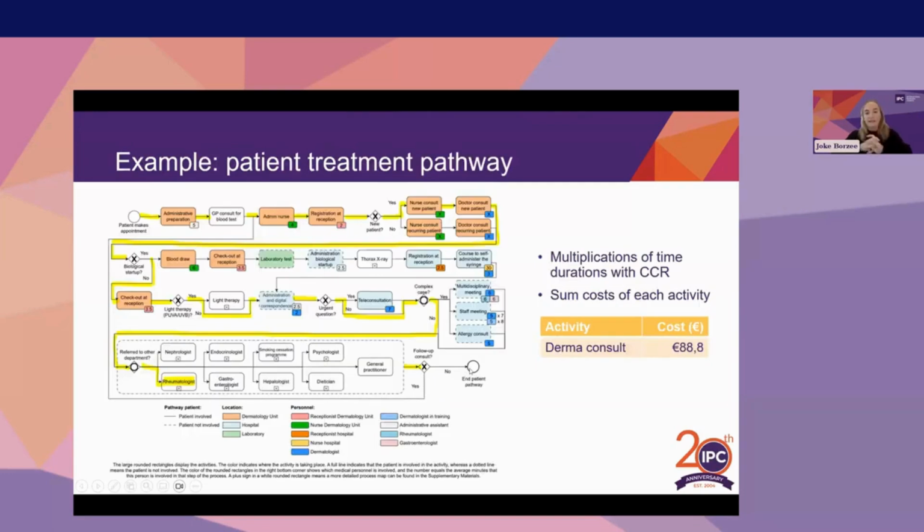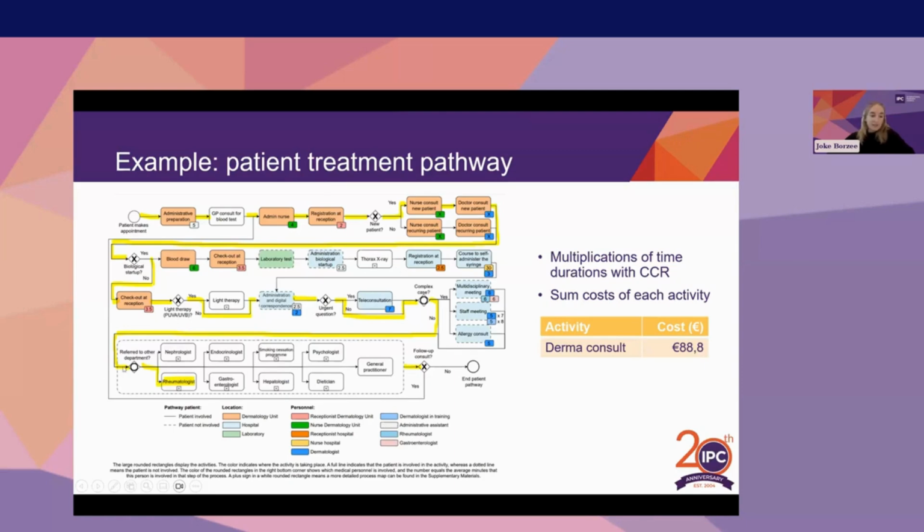And then here I come back to my example, so we can combine the process map with the costing information. And then we can look at a specific patient. For instance, here in yellow is a possible path that the patient might take. And by multiplying different time estimates with the different capacity cost rates, we can actually calculate the cost of that specific pathway. So for instance, here the dermatology consult would result in a total cost of 88.8 euros.